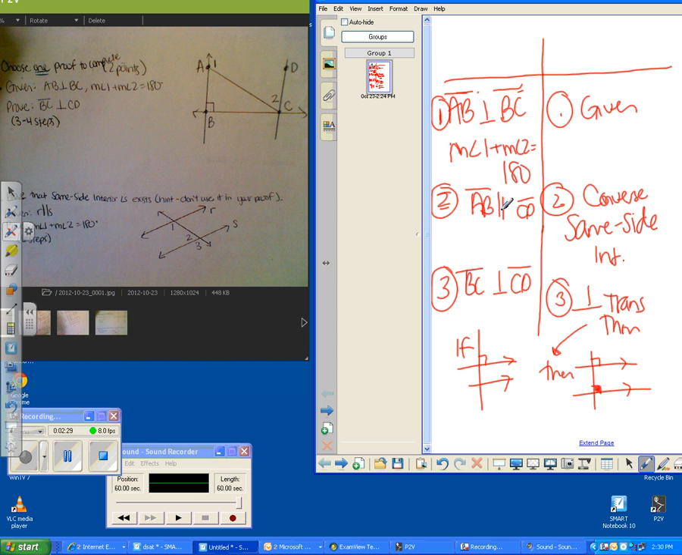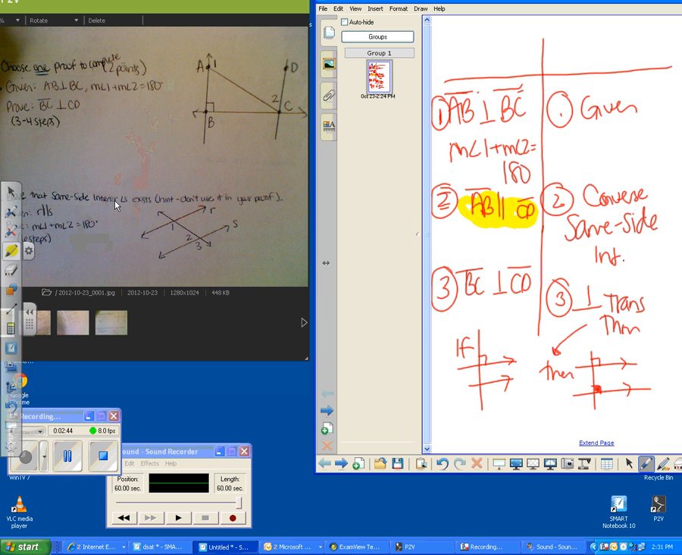So that's why it was really important, and you got a whole point if you told me that this line was parallel by the converse of same side interior angles. It would have been impossible to prove it without the converse of same side interior angles. Okay, so that was the first one.